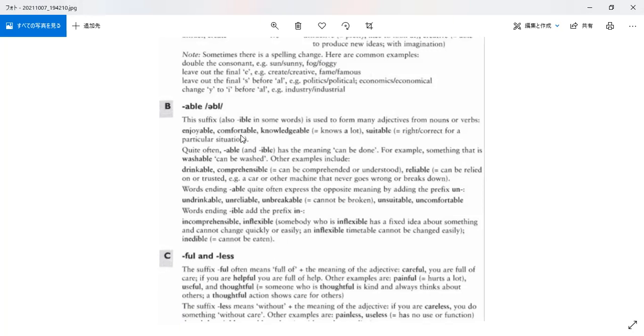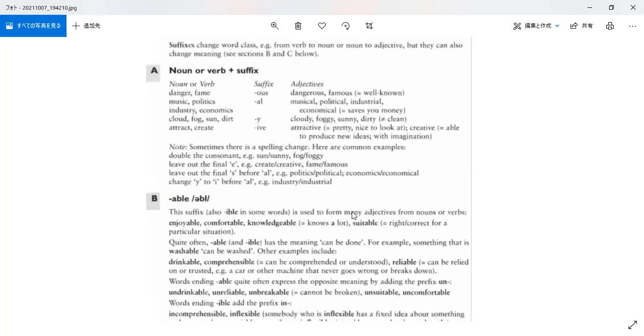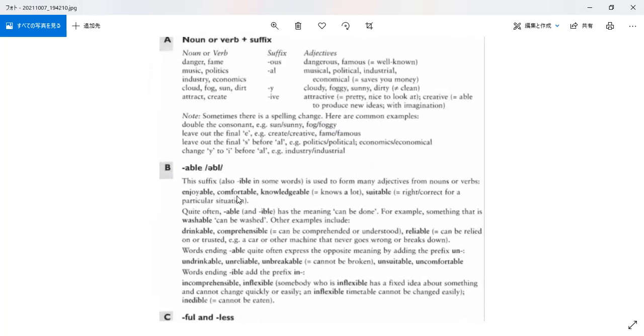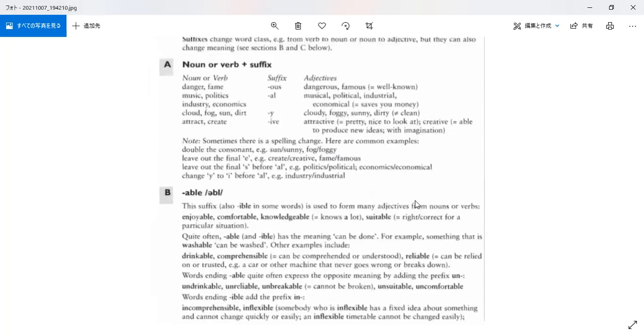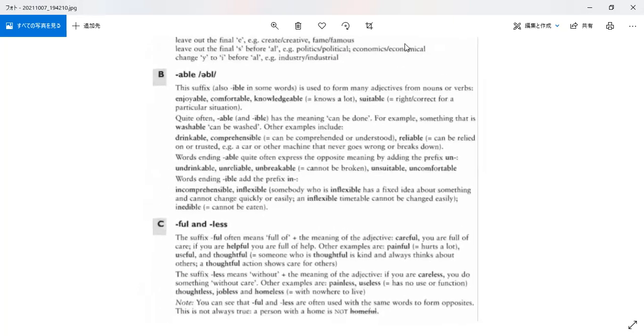Undrinkable, reliable, breakable. These are verbs. Comprehend. Comprehend is also a verb, I think. Comprehend. Memahami, verb. Okay. Yeah. But because it has this able at the end, it becomes an adjective.